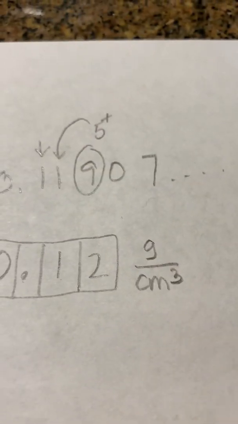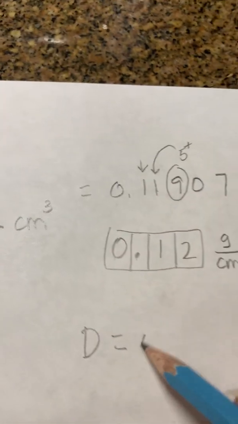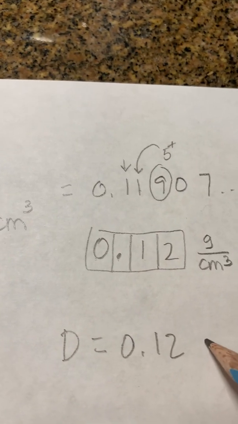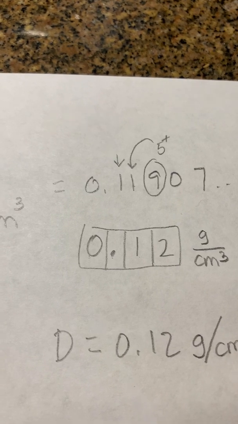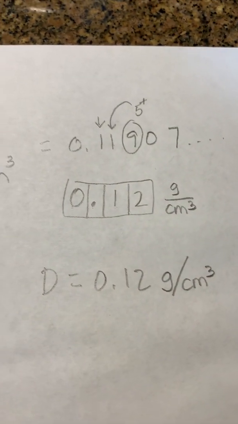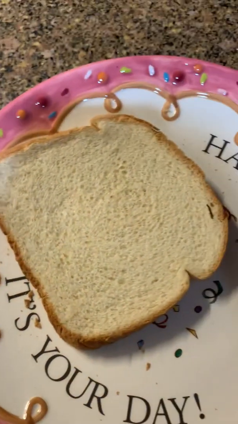Oop, there we go. Now you can see it. So the final answer is density is equal to 0.12, and you can also do it with a slanted line, grams per centimeters cubed. So that would be our final answer of what the whole piece of bread looks like, just like this, whole piece of bread.